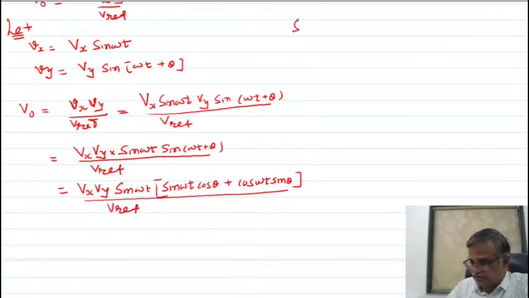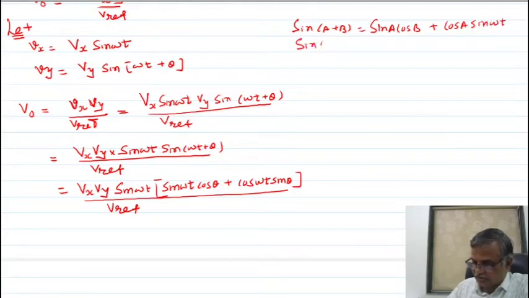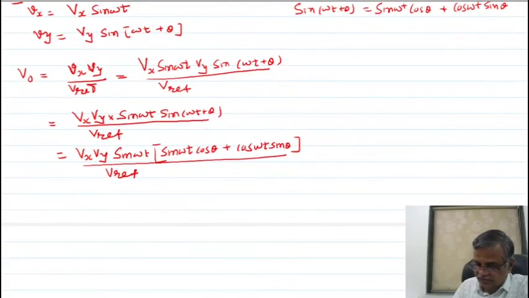You know this sin A plus B is nothing but sin A cos B plus cos A sin B. So sin omega t plus theta is sin omega t cos theta plus cos omega t sin theta. So I am using the rule of trigonometry, I find this. Okay, now, this is your Vx, this is Vy.